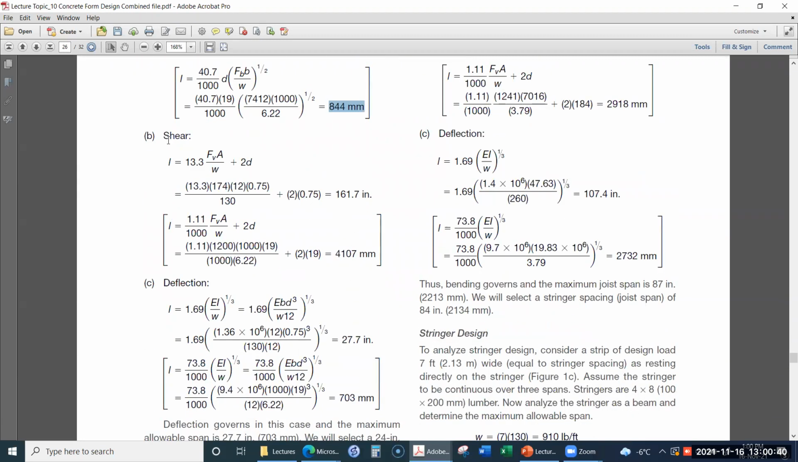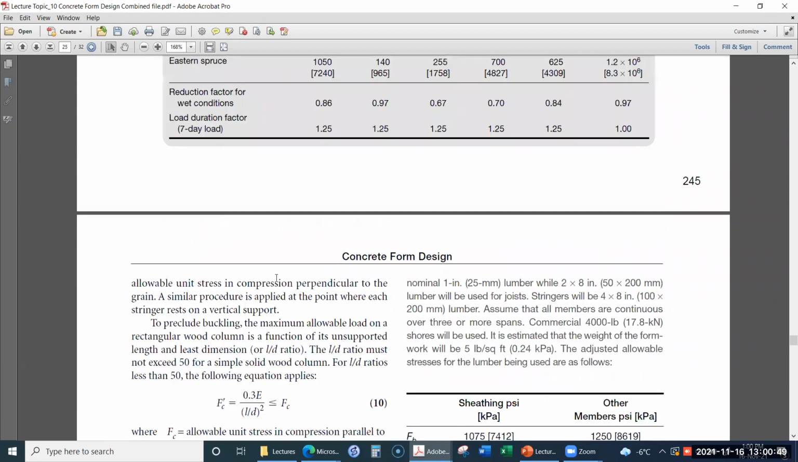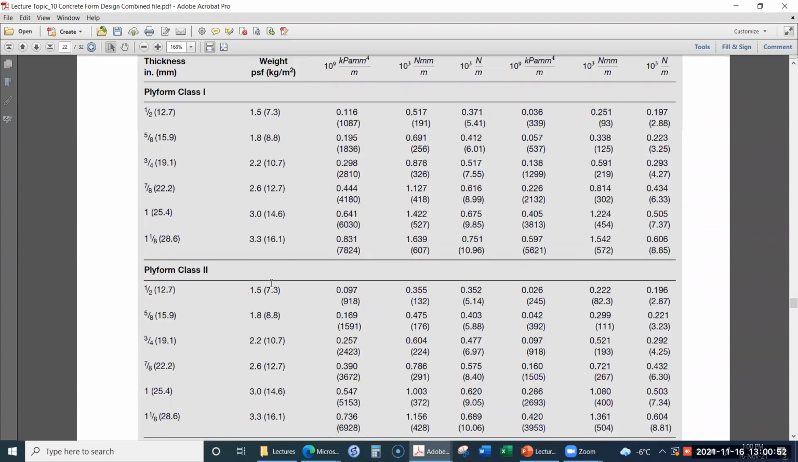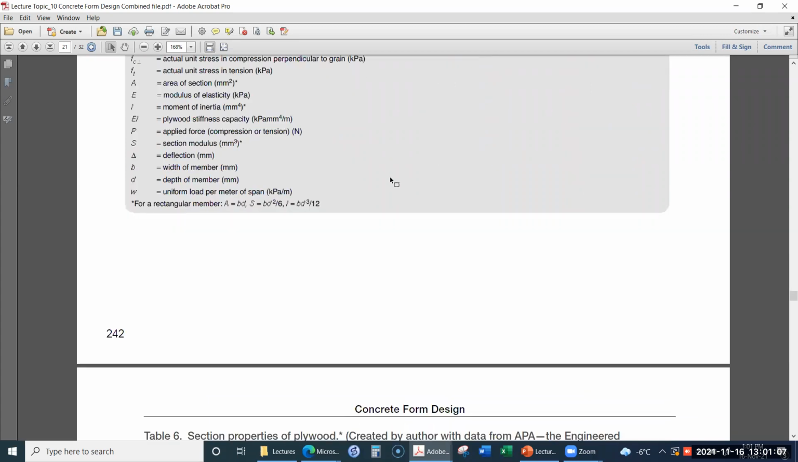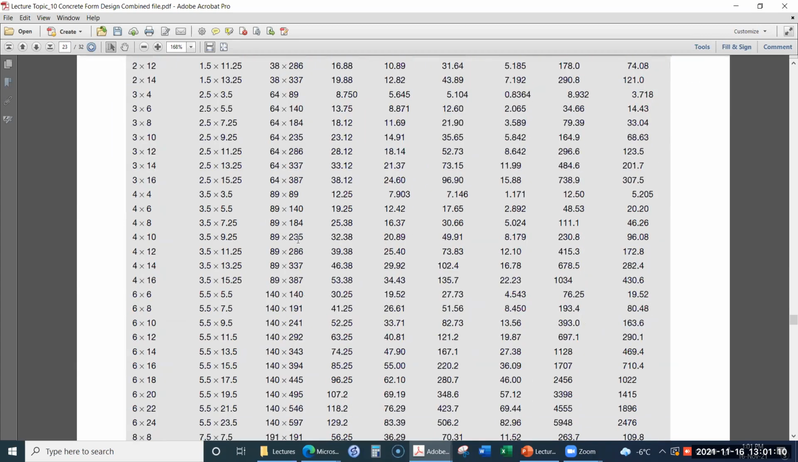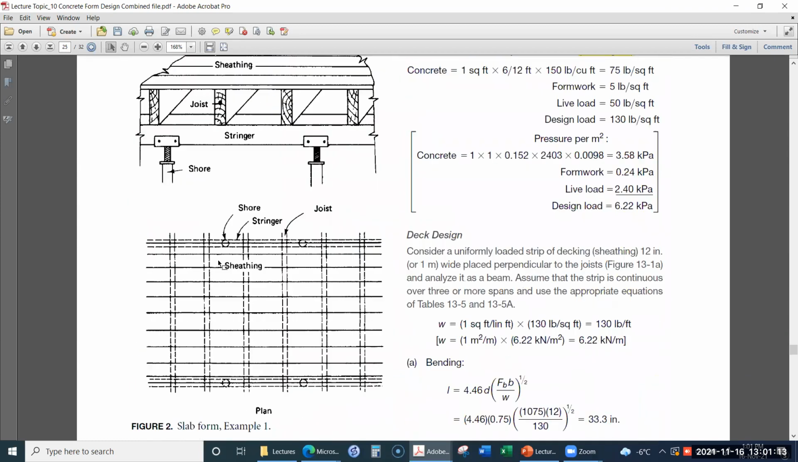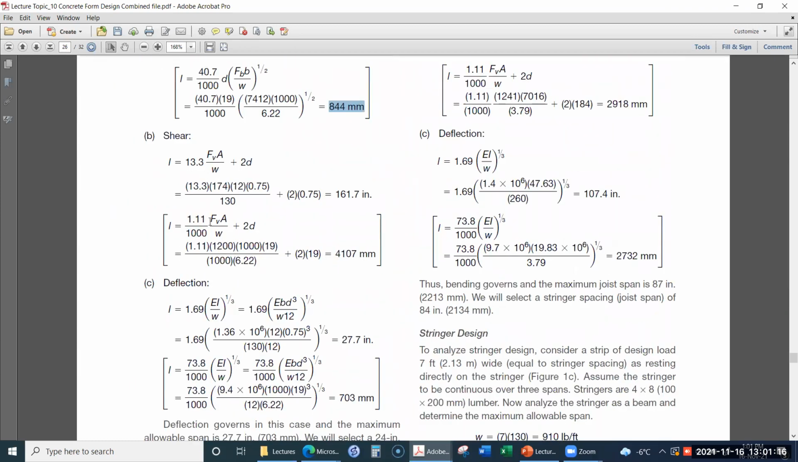The other value we will get from the shear condition, and for this we will use this equation. We again go back to table 5a. For the shear condition, for 3 or more spans, we have 1.11 over 1000 times Fv A over w, plus 2d. So 1.11 over 1000 is from the formula.